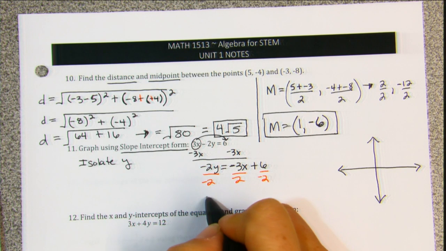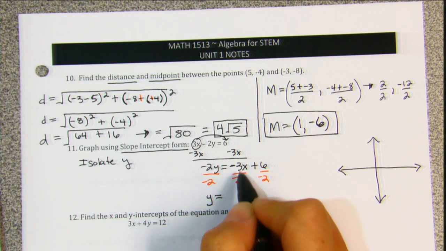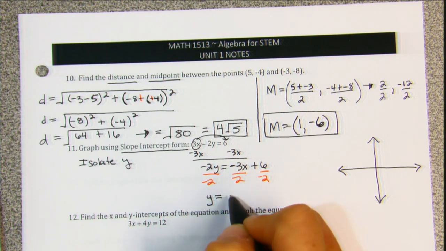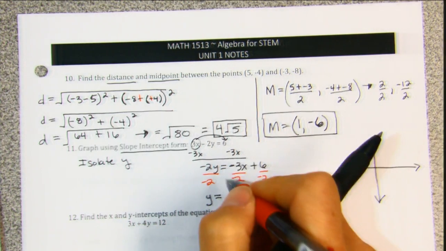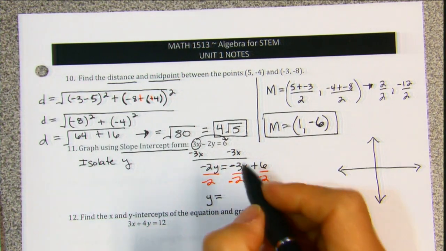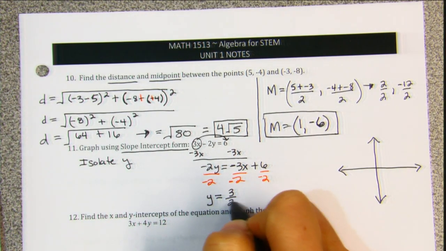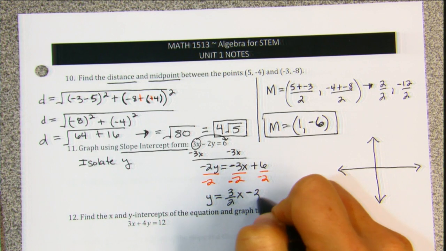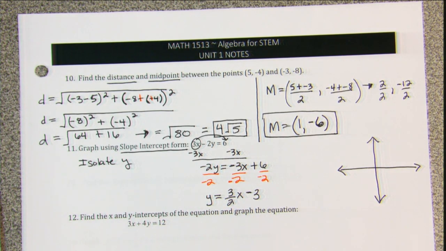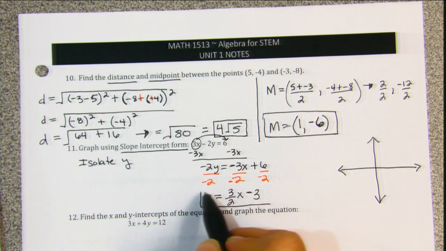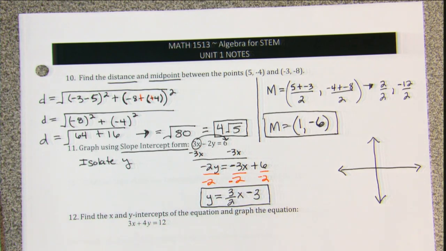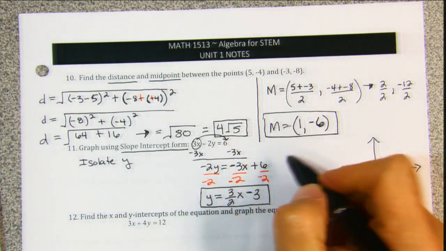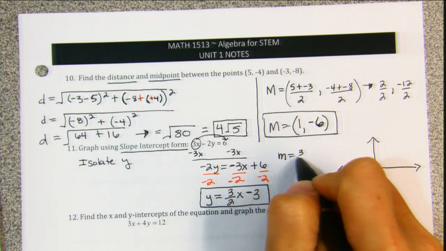So negative divided by negative makes that a positive y. And negative divided by negative, you can barely see that negative, but remember that was a negative 2. Is a positive 3 over 2x, so my slope is positive. And then 6 divided by negative 2 is a negative 3. So you need to do this so that you can find your y-intercept and your slope, right? So my slope is 3 over 2.